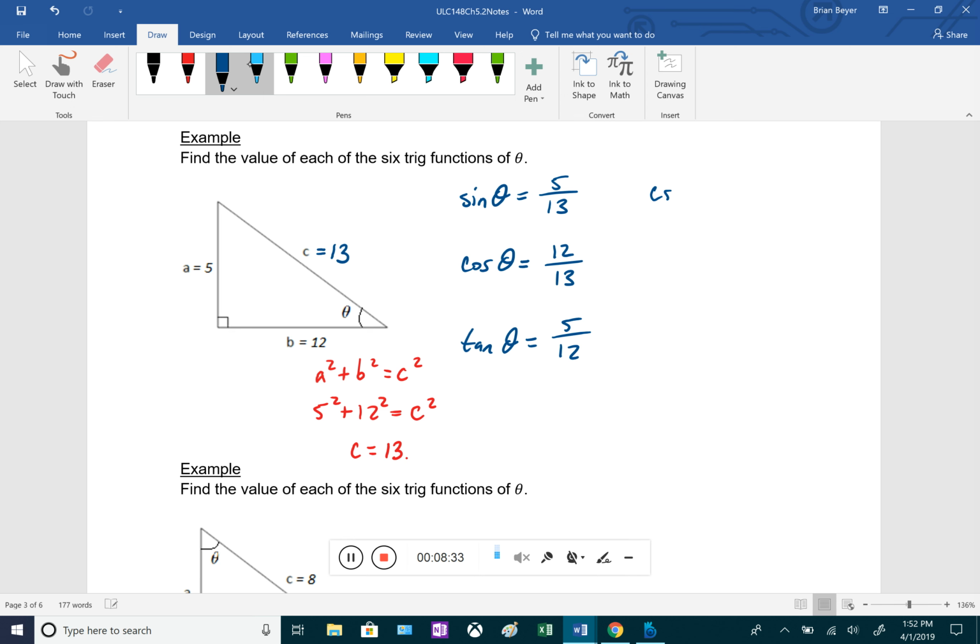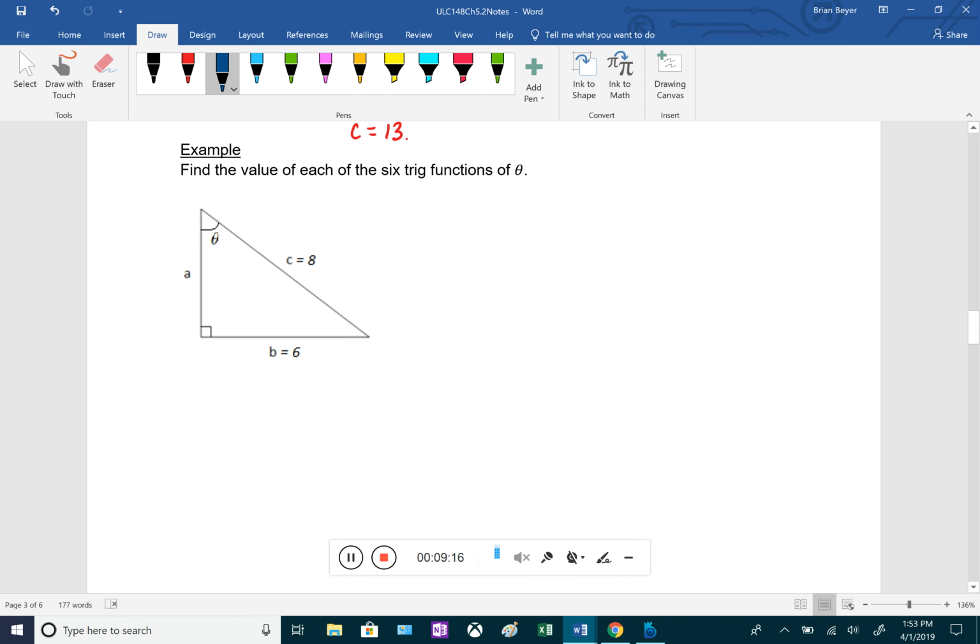And now for the next ones, we'll do cosecant. Once again, I'm doing it in this order and writing it this way for a reason because of the reciprocal identities, which I'll formally mention in a few pages. So cosecant is hypotenuse over opposite, which is 13 over 5. And we have secant next. Secant theta is going to be hypotenuse over adjacent, which is 13 over 12. And lastly, cotangent of theta is adjacent over opposite, which is 12 over 5. Okay, so those are our 6 trig functions in terms of theta.